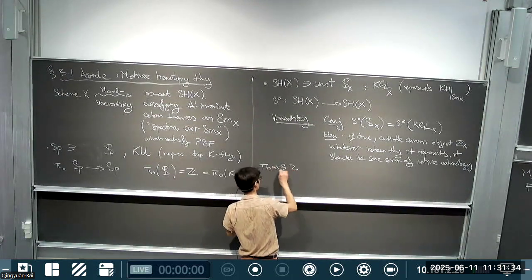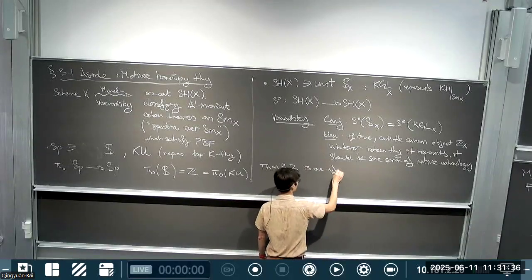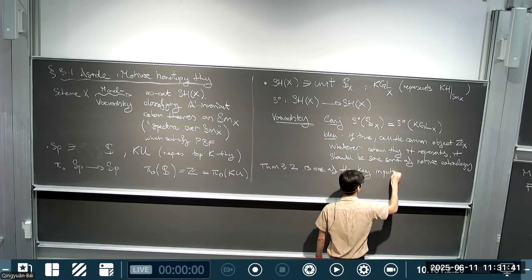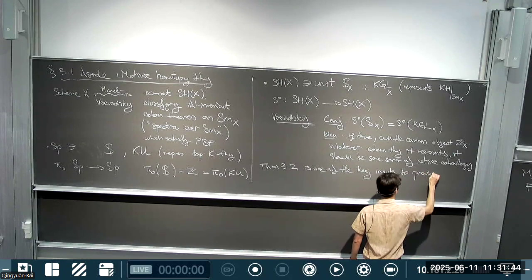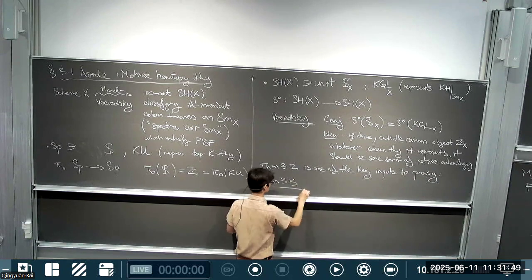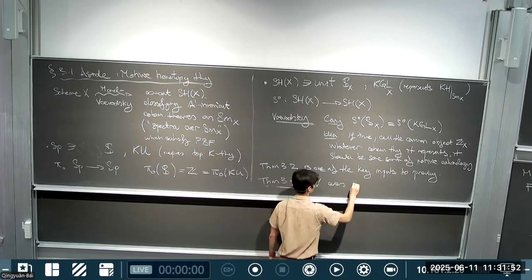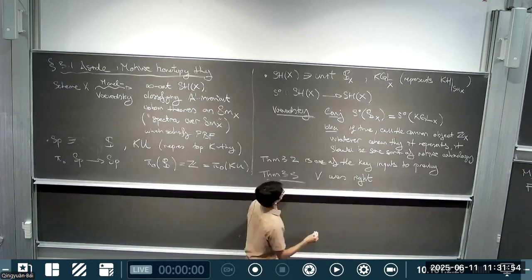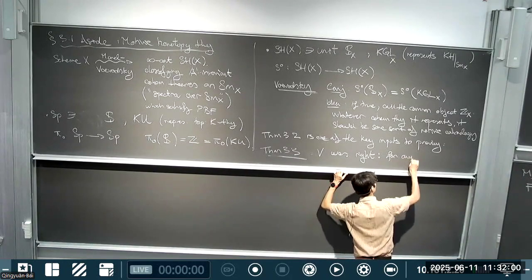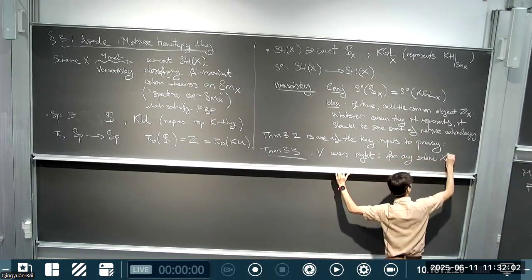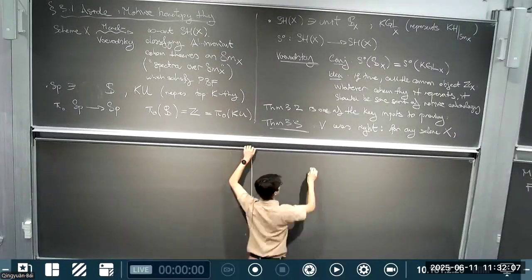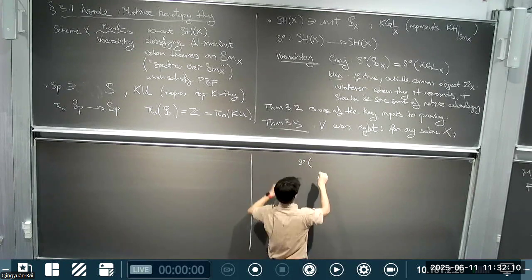This projective bundle formula business is one of the key inputs to proving that Voevodsky was right. So more precisely, what we show is that for any scheme X, we indeed have this identification of slices.